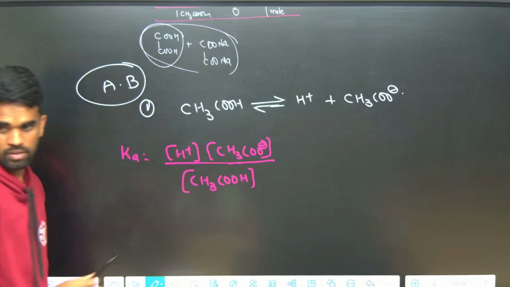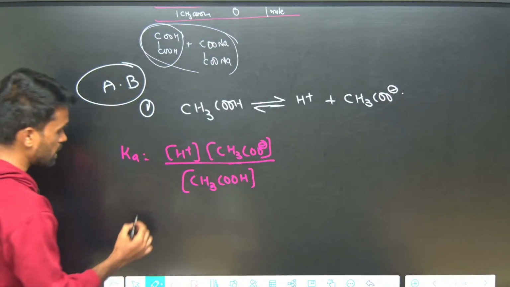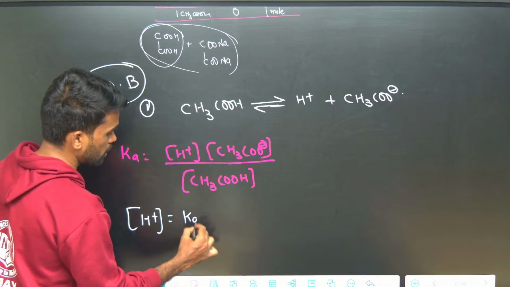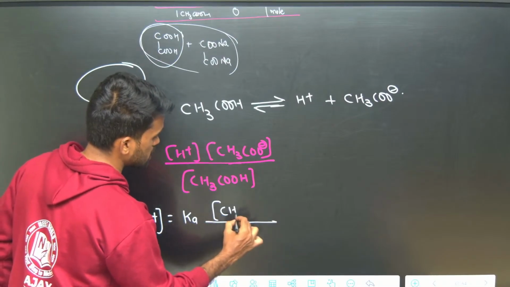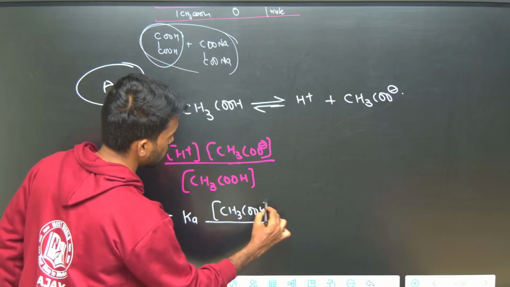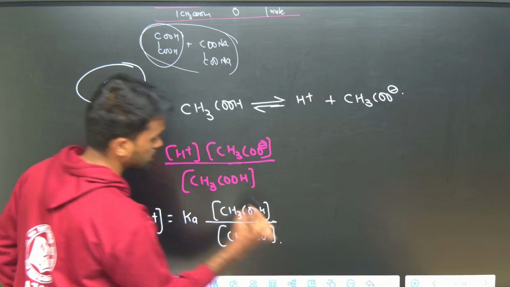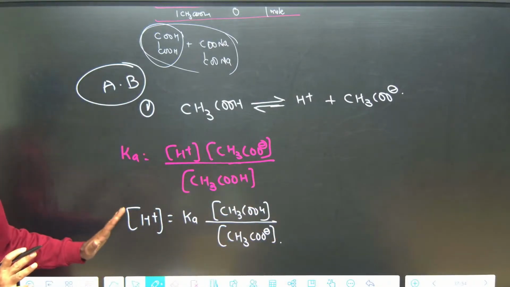Like this we can write. Now what I want is the concentration of H plus ion. I can write Ka into concentration of acetic acid by concentration of acetate ion. Like this we can write. Up to here it is clear.